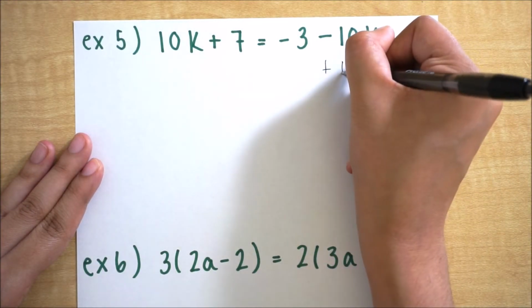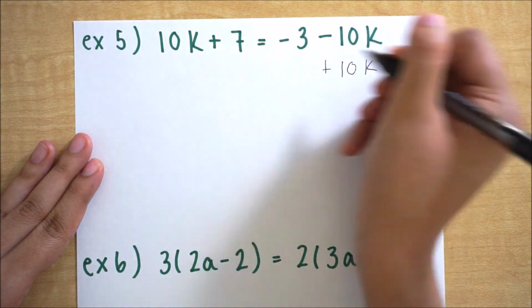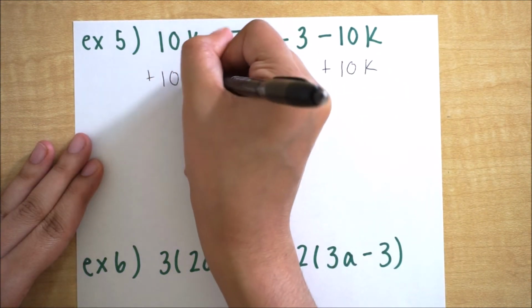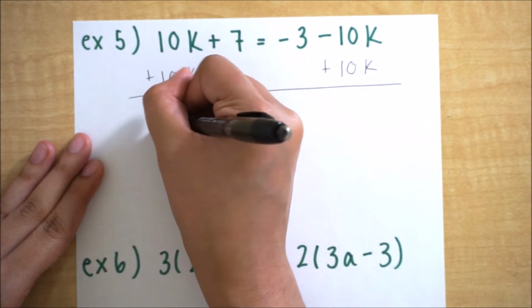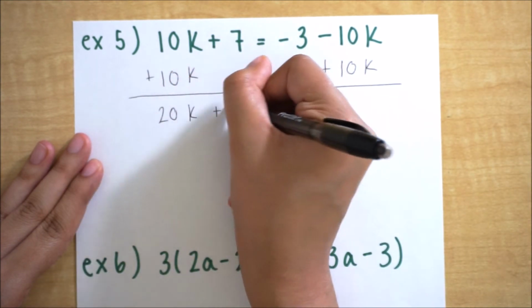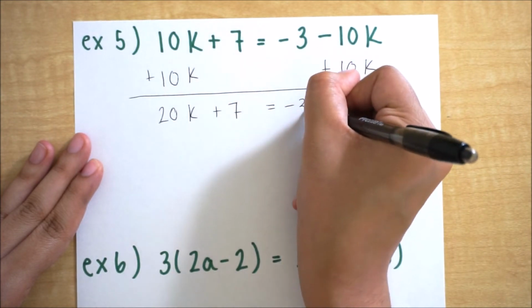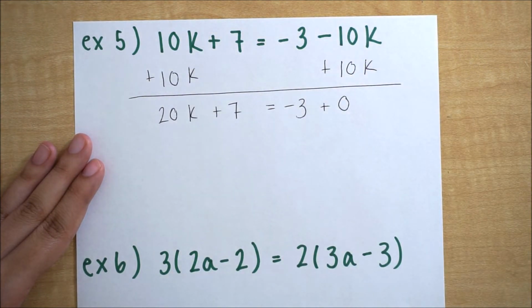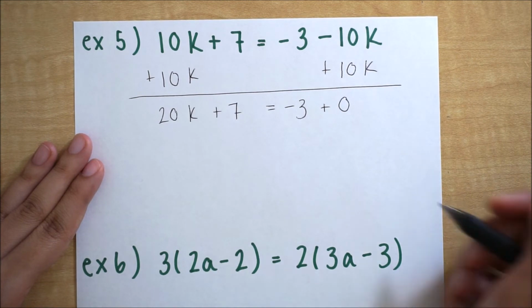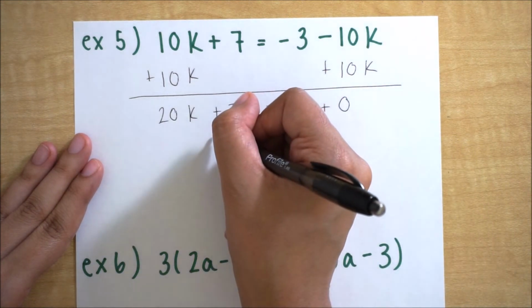All right, let's go to example 5. So I'm combining the like terms. I'm going to add 10k to both sides. So I get 20k plus 7 is equal to negative 3. And negative 10k plus 10k is just 0. Okay, so now we see something. We can go ahead and combine the negative 3 and the 7.